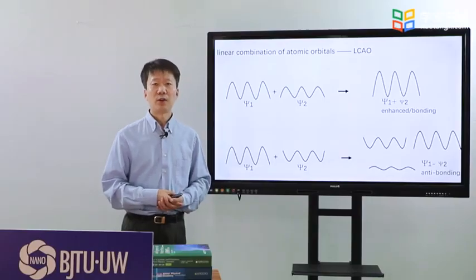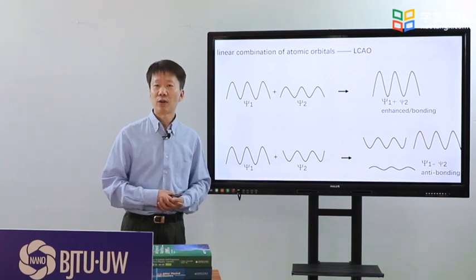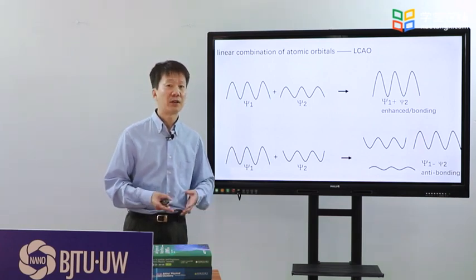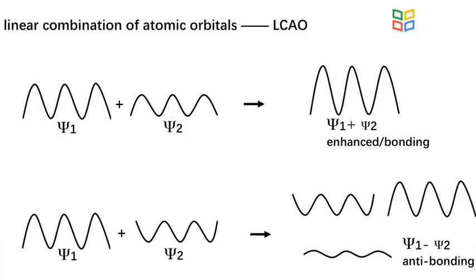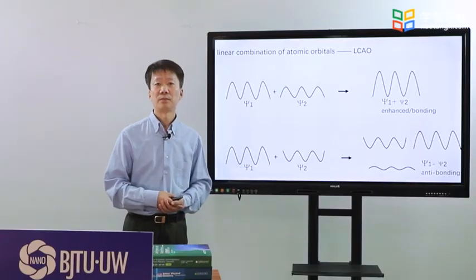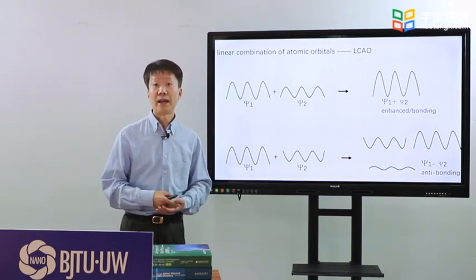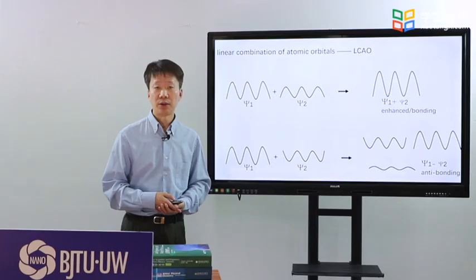Two waves with the same phase create constructive interference. The combination of the two waves will form an enhanced amplitude. So in molecular orbital theory, bonding occurs. On the contrary, the destructive interference of the two waves results in lower amplitude, or the two waves remain in their own state, with no interference. Therefore, there is no bonding or antibonding in molecular orbital theory.